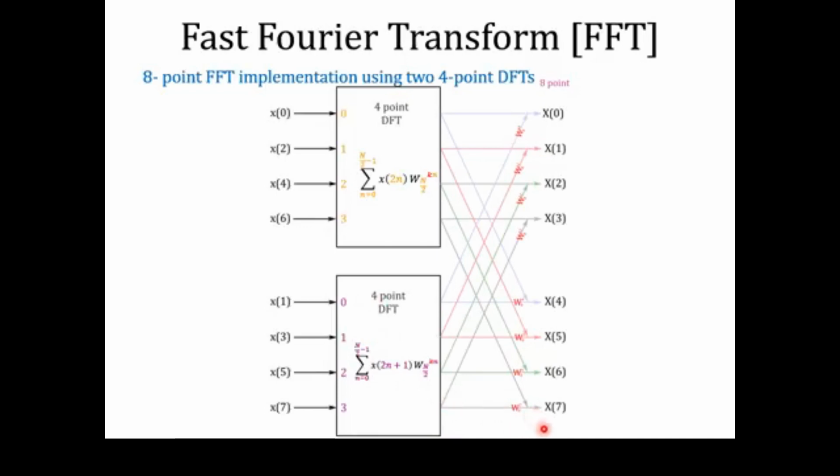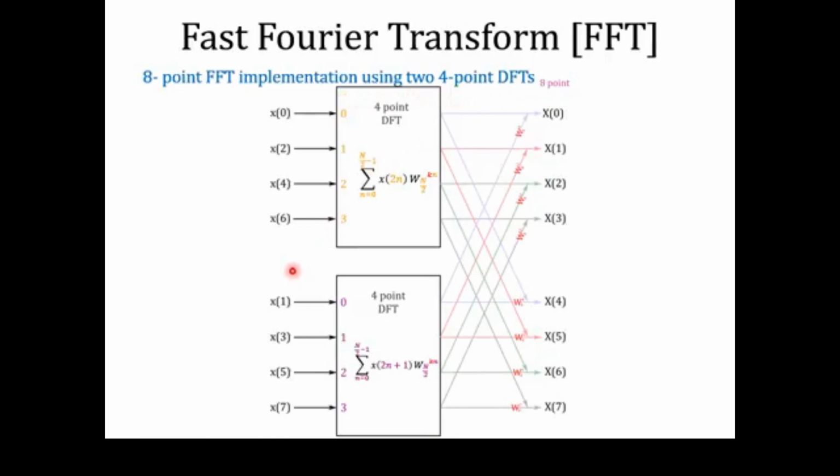So the conclusion is for the remaining 4 frequency domain sample values we will multiply twiddle factors on these 4 straight lines because these straight lines are actually coming from the second 4-point DFT box. So this is how we can implement an 8-point radix-2 FFT structure when we are using two 4-point DFTs.